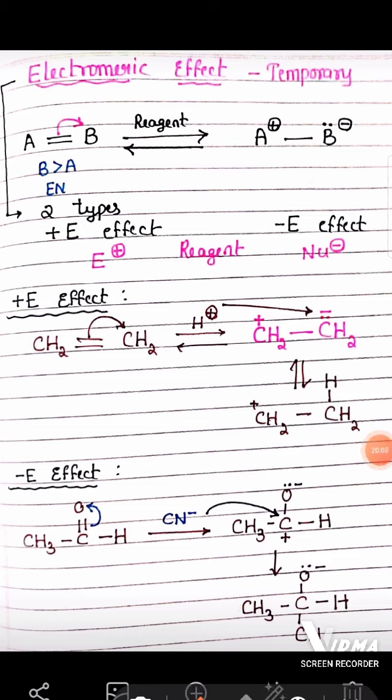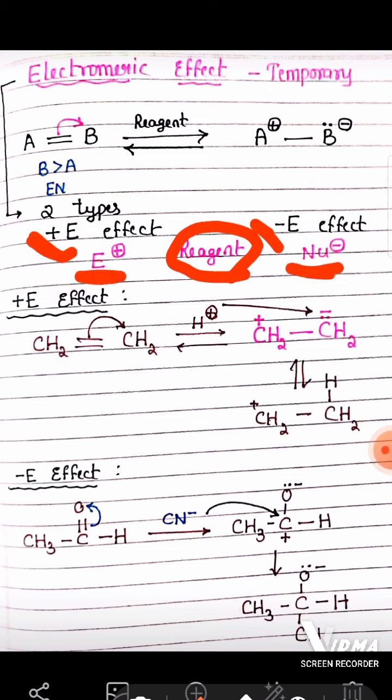So this process is going to continue. So it is the electromeric effect. As in the absence of the reagent the reaction reverses, that's why it is considered a temporary effect. There are two types of electromeric effect: positive E effect and negative E effect. It depends on the reagent. If there is a presence of an electrophile, it shows a positive electromeric effect. If there is a presence of a nucleophile, it shows a negative electromeric effect.